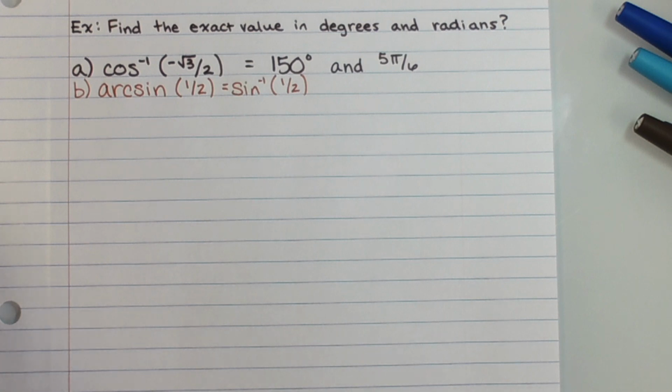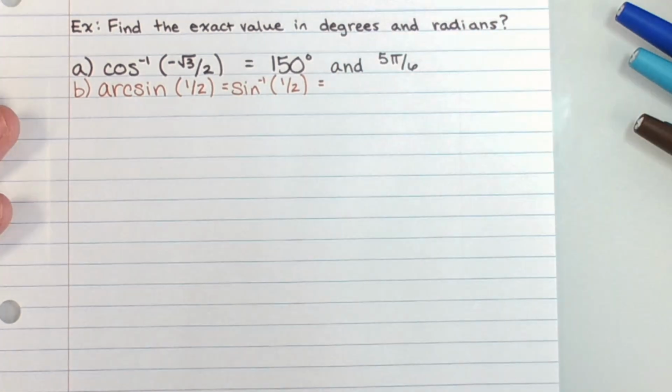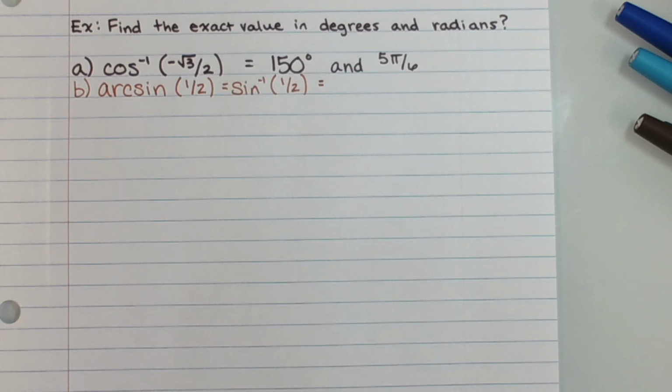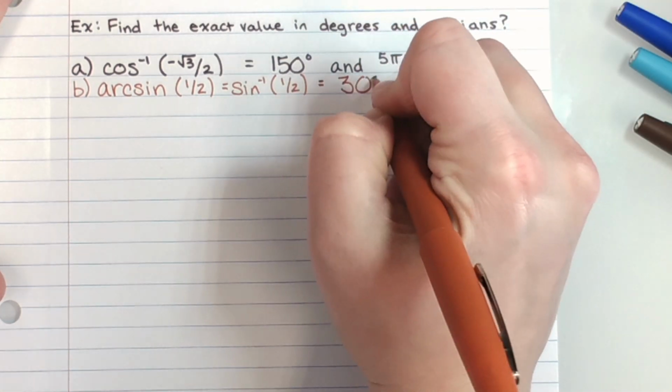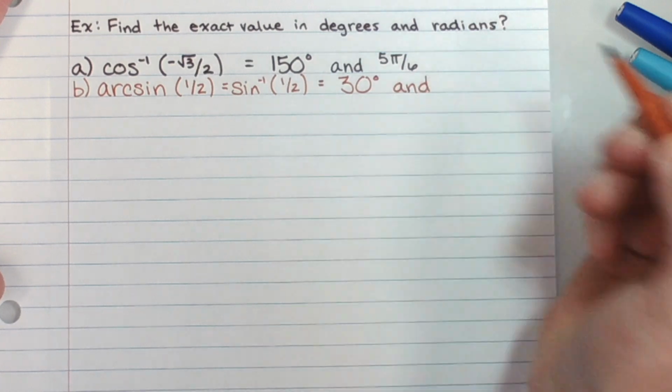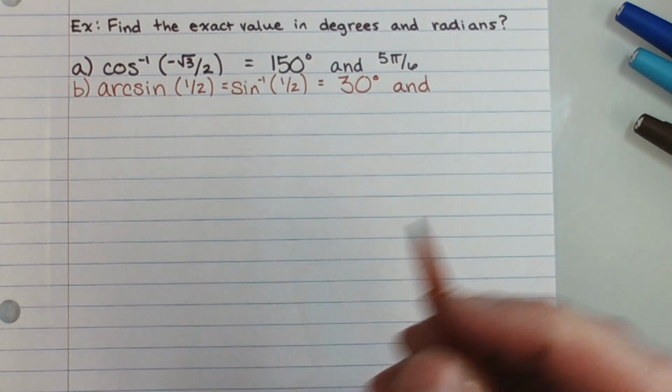You do the same thing. You start by typing it into a calculator. What is inverse sine of 1/2? According to our calculator, 30 degrees. And in radians, what would that be? Pi over 6.